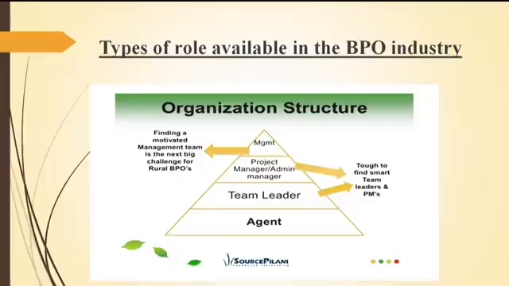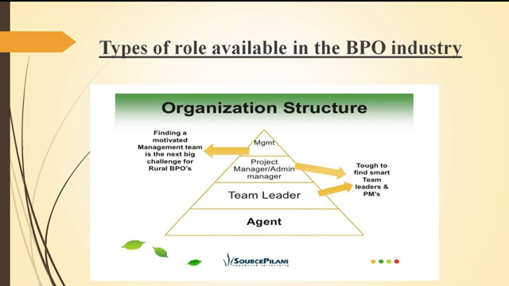So here we have given you a figure which really shows the types of roles which are available in the BPO industry. This is an organization structure. Each organization has a different structure, because some may be a manufacturing unit, some may be a trading organization, some may be a service provider. So all of them will not have the same pyramid. But more or less, the roles which are available are the same. To begin with, at the lowest level, we have the agents or the associates.